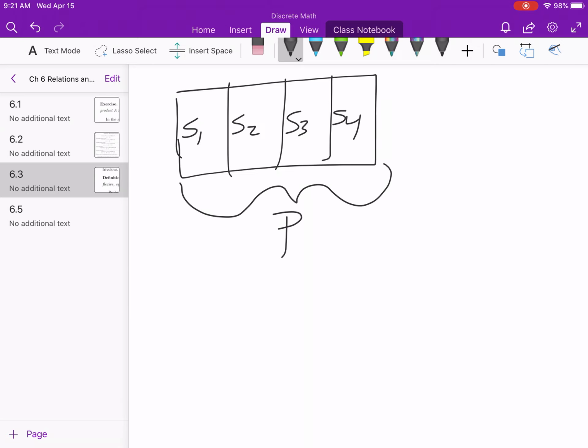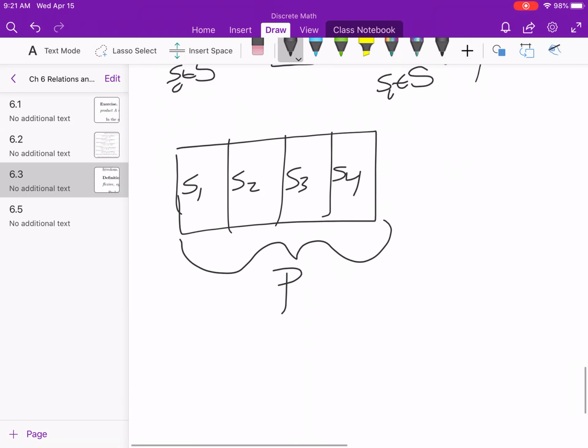So the union is going to give me the original set there, but the intersection is going to give me an empty set. They have no elements in common. So that was a fun thing.